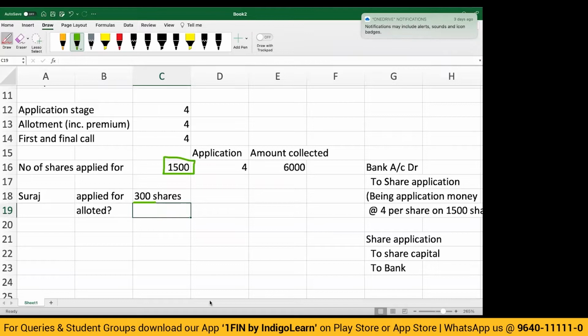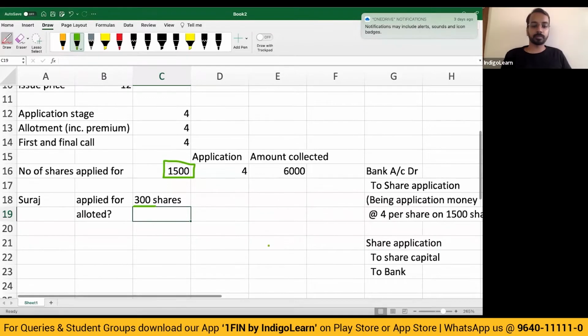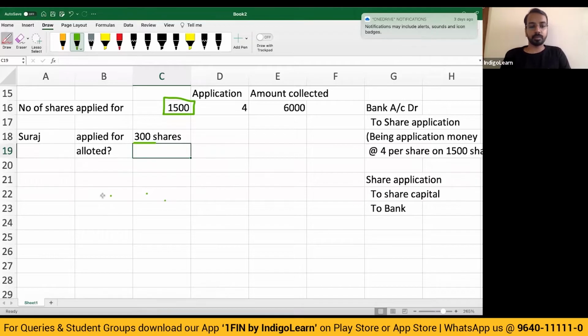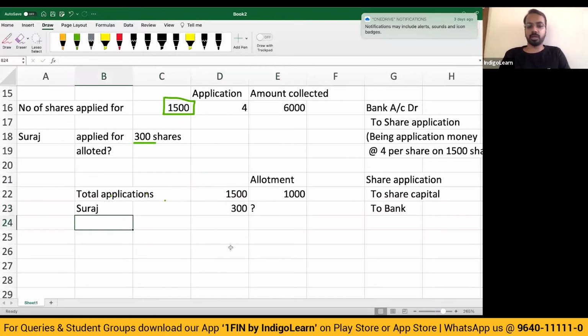200. Others? I am repeating my question. Total applications is 1500. Allotment should be 1000. Suraj has applied for 300. What should be the allotment? Very simple question, nothing complicated. Okay, should it be 150 or 200?